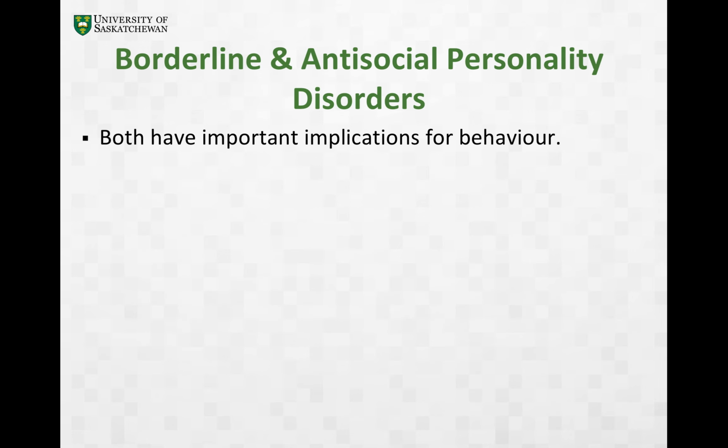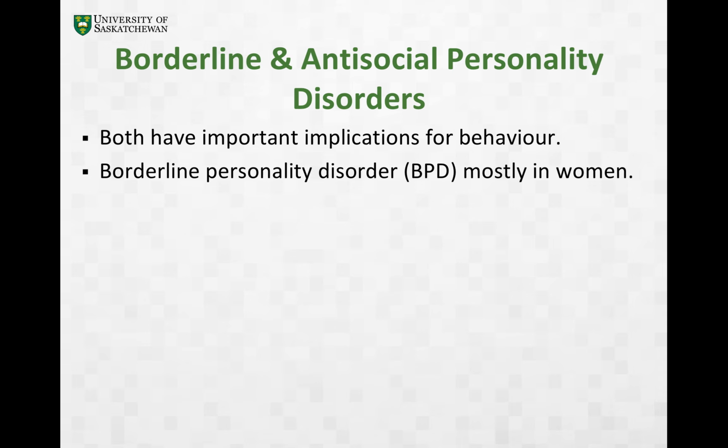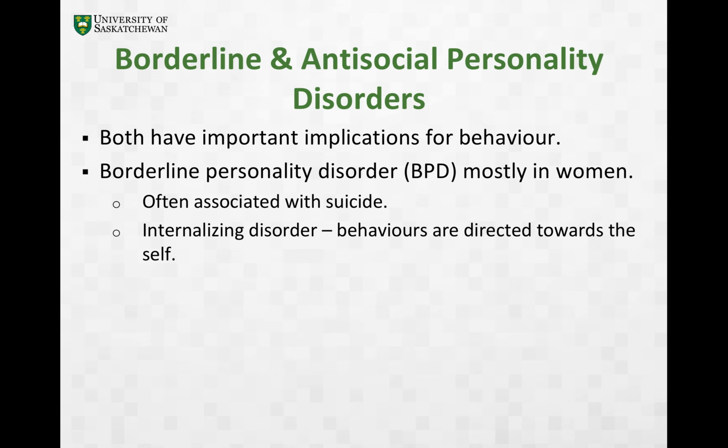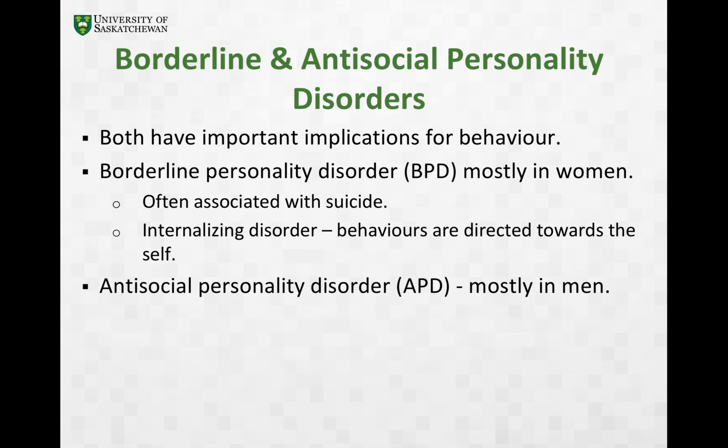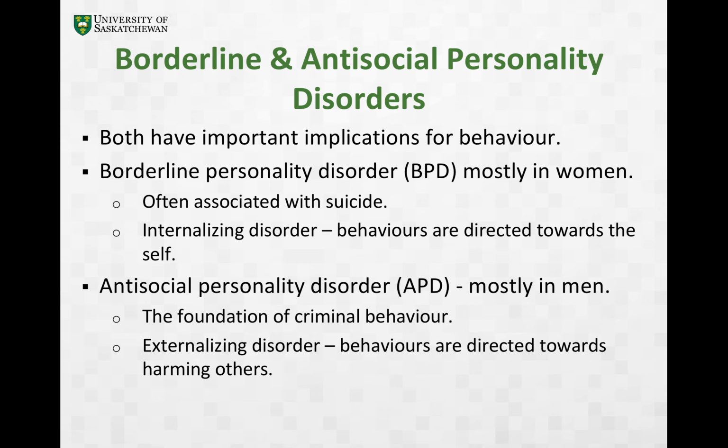Now, we're going to talk a little bit about borderline and antisocial personality disorders because both of them have very important implications for behavior. So I hope this will kind of suss out a few things for you. So first of all, borderline personality disorder, BPD, mostly is diagnosed in women. It's often associated with suicide as well, and it's an internalizing disorder. So the behaviors are directed in general towards the self. Whereas antisocial personality disorder, or APD, occurs mostly in men, and it's the foundation of criminal behavior, and it's an externalizing disorder. So the behaviors are directed towards harming others.